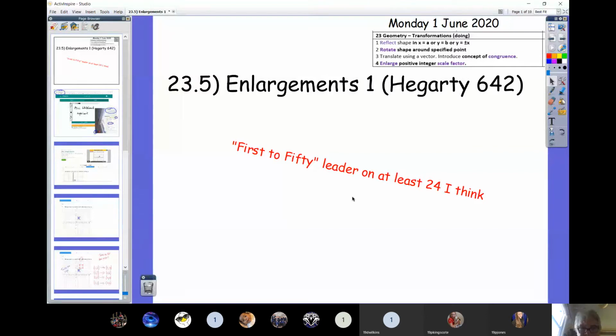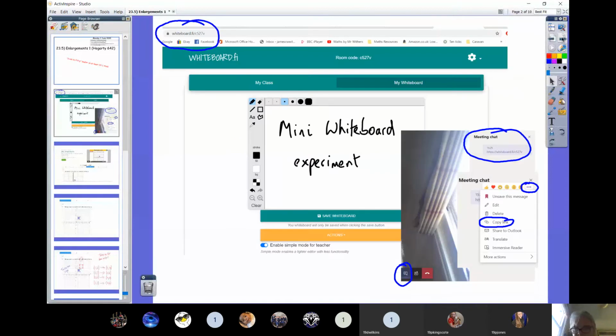And while we're on it, I'm not giving away who it is, but I think our current leader on our 1st to 50, last time I looked over the weekend, they were on 24. So very well done to them. Right. Okay. So we've done our little mini whiteboard experiment. So that was good.